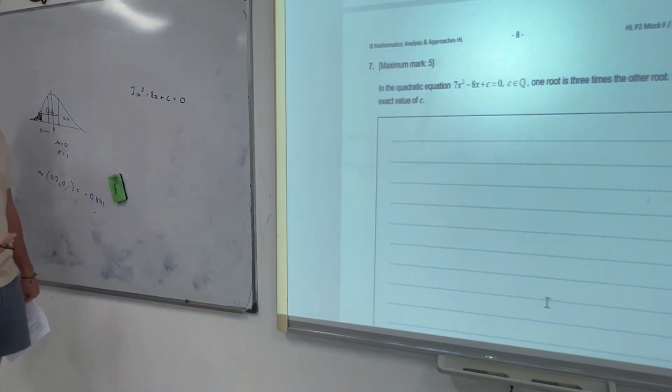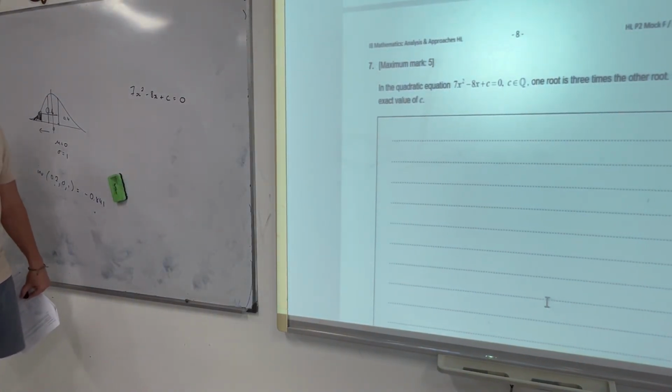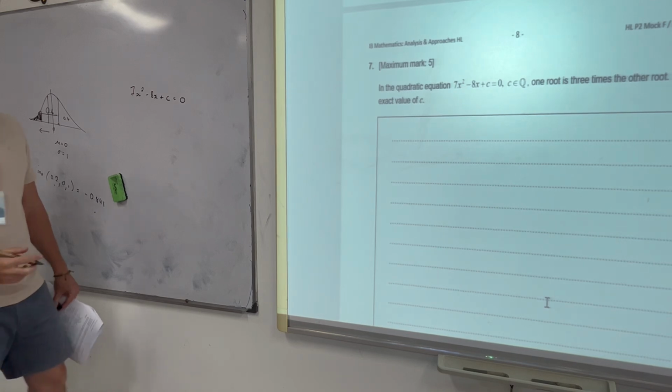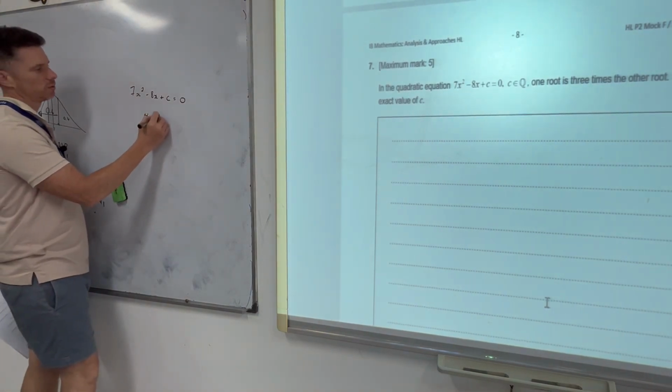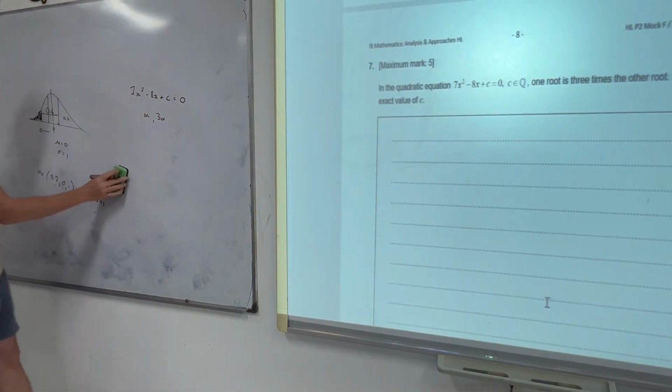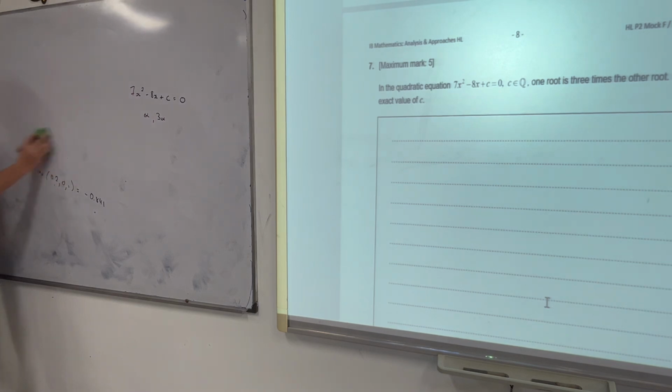One root, quadratic because it's got x squared. One root is 3 times the other root. Alpha and 3 alpha, I was saying to use. They're the two roots. There is a way of going about this not using sum and product of roots, but I definitely think sum and product is where I go first.